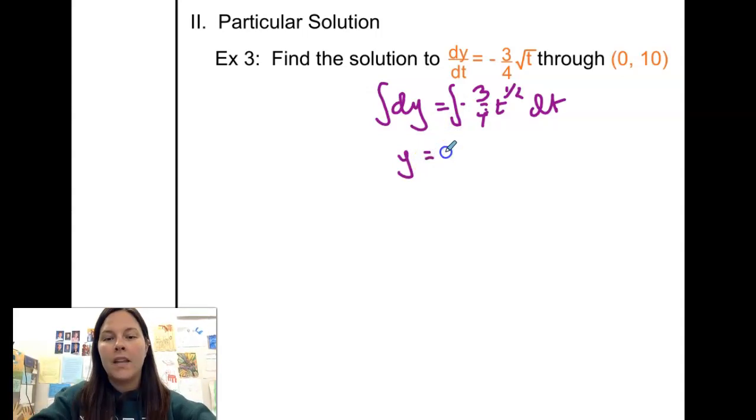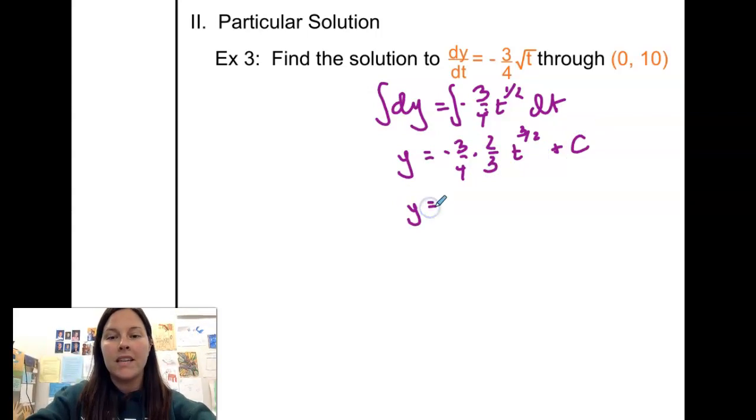equals, I'm going to leave that -3/4, and then I'm going to multiply by the reciprocal of my new power. So it'll be t to the 3/2 power when I add 1. So I'm going to multiply by 2/3. And of course, plus c. Simplifying a little bit, those 3's cancel, and 2/4 gives me a -1/2 t to the 3/2 power.